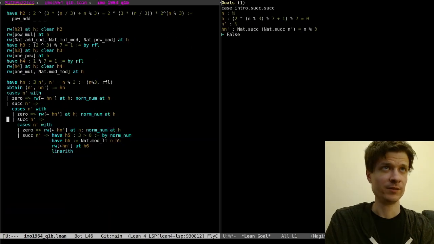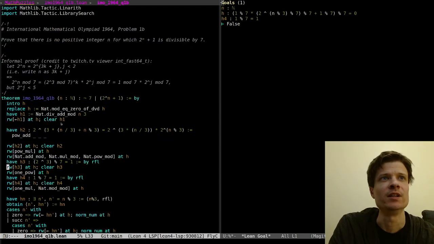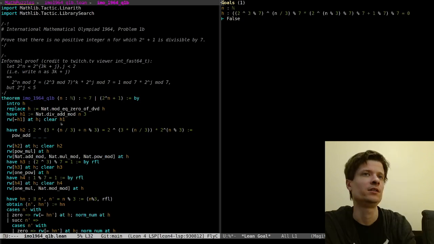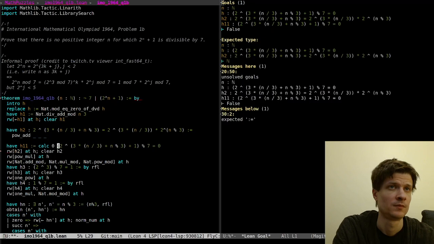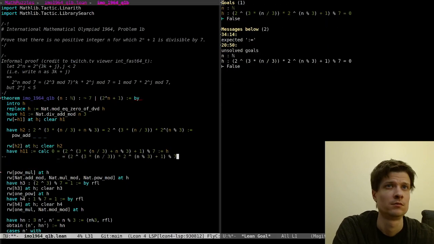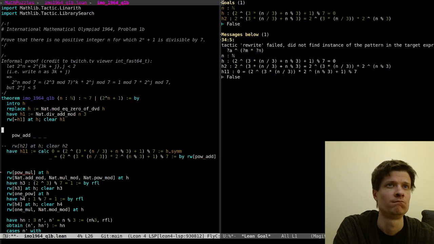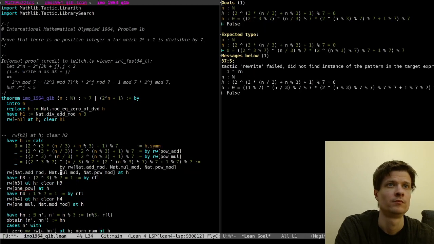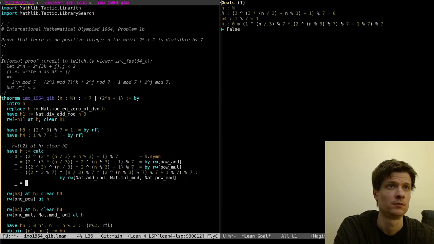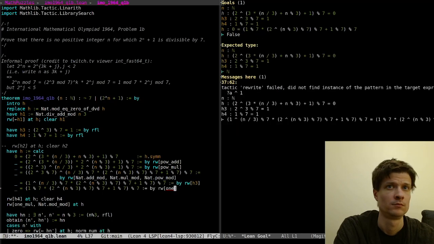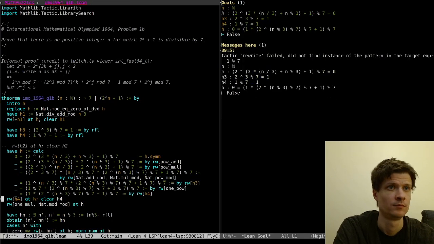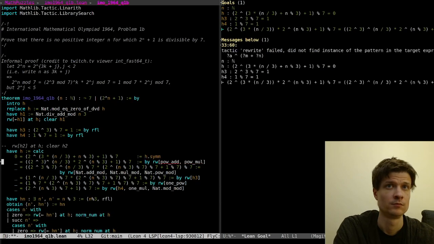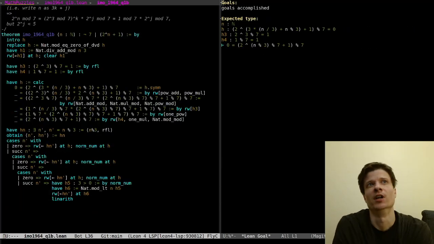Now, is there any way we can make this a little nicer? We can do all this rewriting here in a calc block, which will make it look a lot cleaner. Well, maybe that's simple enough. Fits on one screen here.